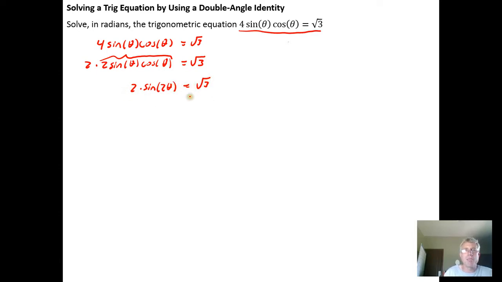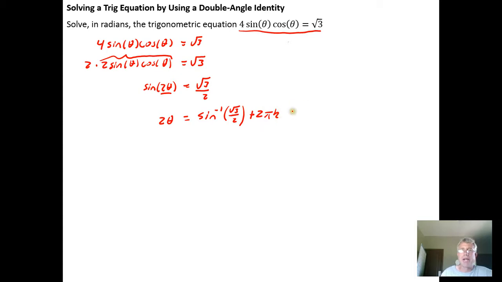And then we divide both sides by 2 to isolate the sine of twice theta. Now we can take the sine inverse of both sides, which will break the 2 theta out of the parentheses. So we get sine inverse of the square root of 3 over 2. Plus, we want all angles coterminal with this one, because all angles coterminal with this angle yield a side ratio of root 3 over 2. So we're going to add plus 2 pi k.